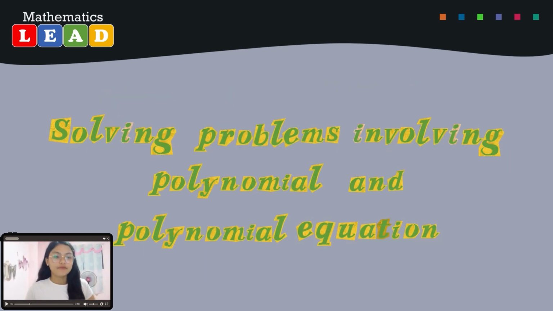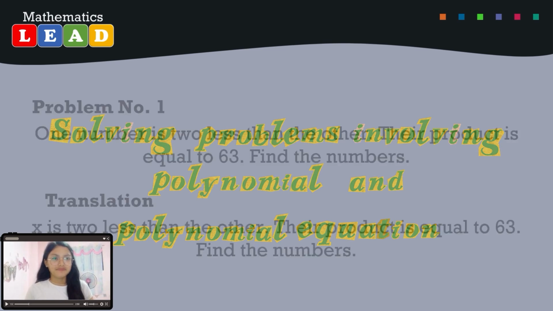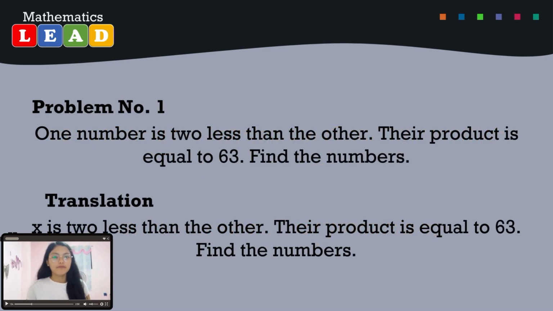We will now be solving problems involving polynomials and polynomial equations. For our problem number 1, we have: one number is 2 less than the other. Their product is equal to 63. Find the numbers. For our translation, we let x be the number and have x is 2 less than the other, and their product is equal to 63.